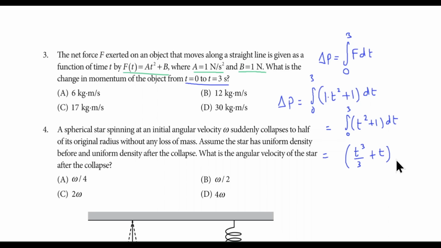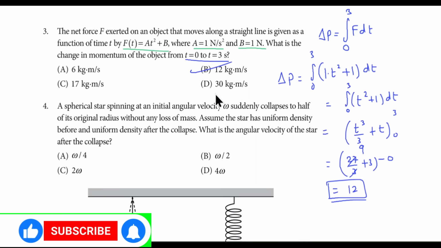Of course, you can use a calculator as well, guys. I'm just doing it manually because a calculator is always allowed. If you put 3 here, 3 cube is 27, so 27 over 3 plus 3. And if you put 0, obviously you're just going to get 0. 27 over 3 is 9, and 9 plus 3 is just 12 over here. So I'm going to mark option B. That's the correct choice.